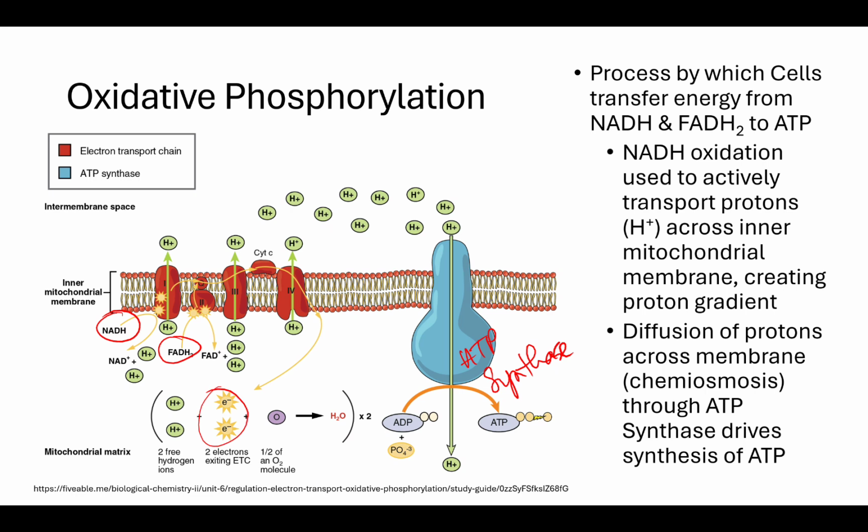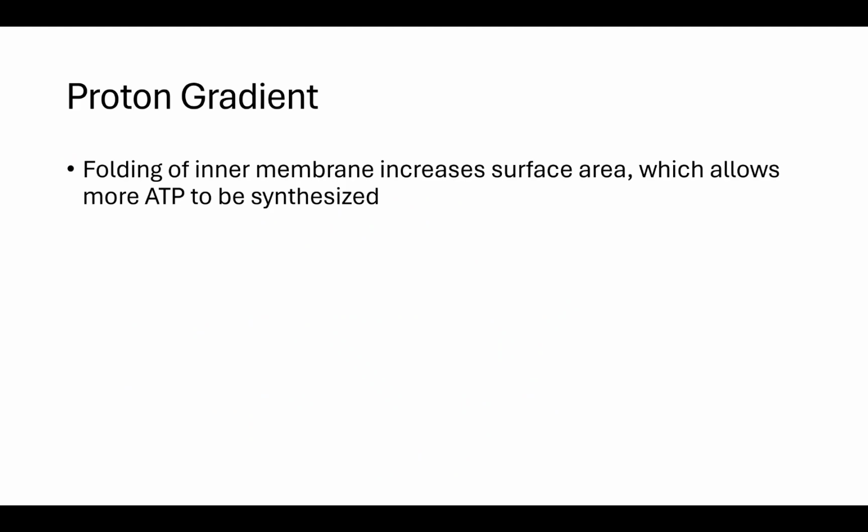They can't just be shoved into the inner mitochondrial matrix. They need an electron acceptor, and that electron acceptor ends up being oxygen, which we're going to talk about in a little bit. So a few notes about the proton gradient.